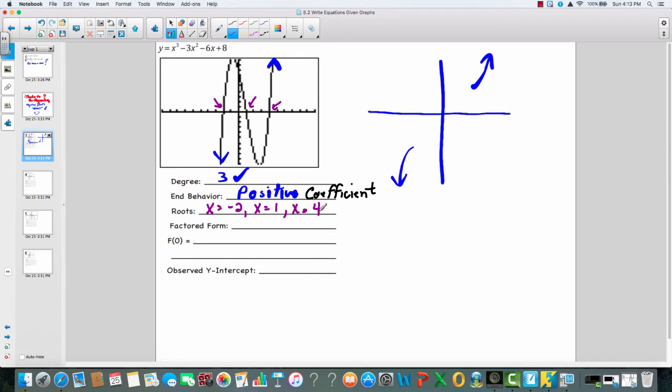What would that look like in factored form? Here's what we really need to know. This will help us with the equation because this is basically it. So in factored form, we would reverse the signs of our roots and we would say (x + 2)(x - 1)(x - 4).